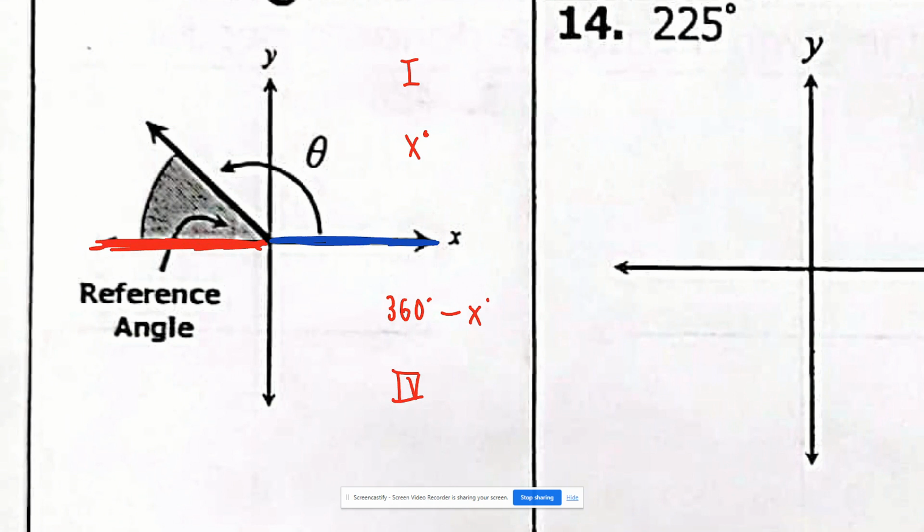180. So if we're talking about how far it is from that axis, here's what we do if it's in quadrant 2. We subtract it from 180. But if it's in quadrant 3, we don't subtract it from 180. What do we do? We subtract 180 from it. Does that make sense?